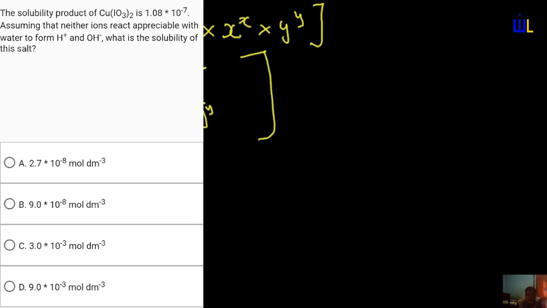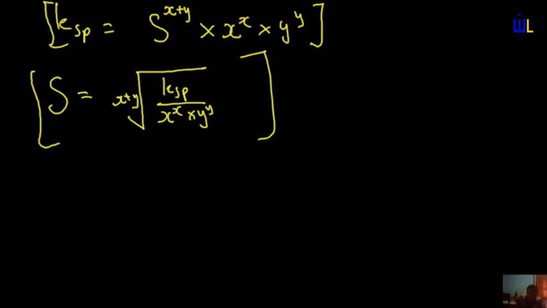Is there any formula that relates that? As we can see, yes, there is. It's right there on the screen. When you are asked to find solubility, it equals the X plus Y root of solubility product divided by X raised to power X times Y raised to power Y. Okay, so let me solve this quickly and then we'll get that.